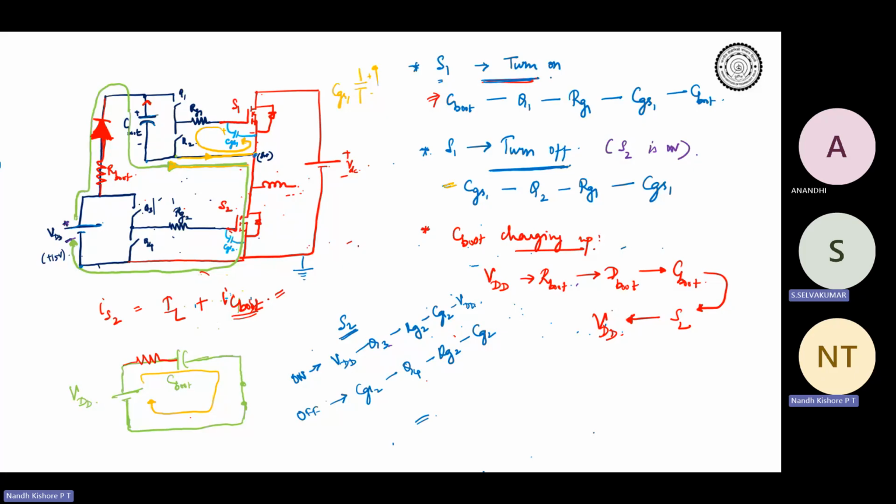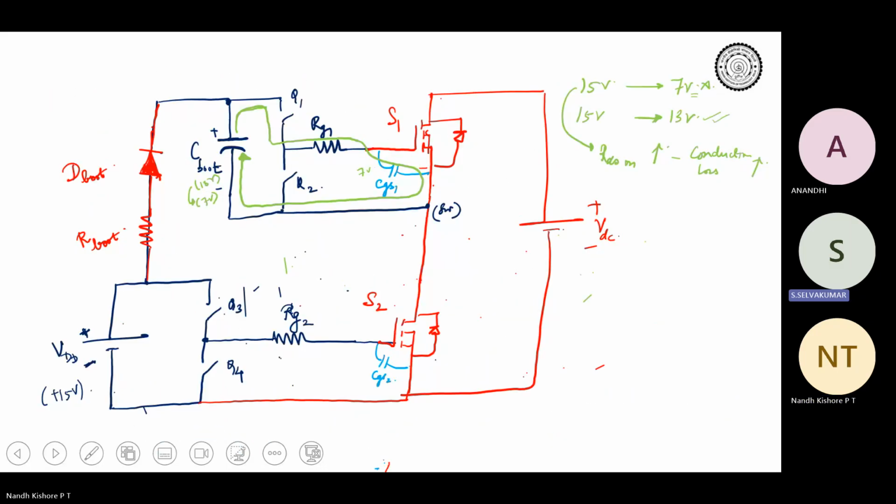In order to find out the voltage rating of the diode, we have to consider when the diode is off. When will the diode be off? The diode will be off when S1 is turned on during this particular interval. When S1 is on, diode is off, that is, C boot is not charging. So from here, we will write the KVL equation.